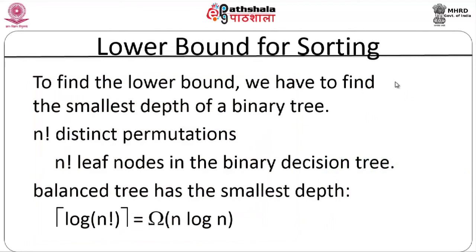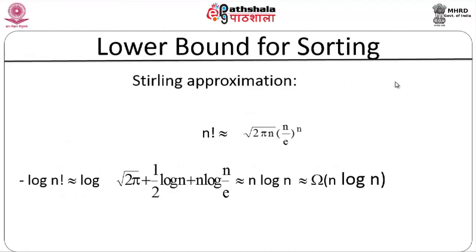Once we have a decision tree, we can easily find the lower bound. For n numbers, you require n factorial distinct permutations. In other words, the number of leaves in the decision tree is going to be n factorial. The depth of the binary tree is going to represent the lower bound. So, based on that you can say that this is what the lower bound of a sorting algorithm is going to be.